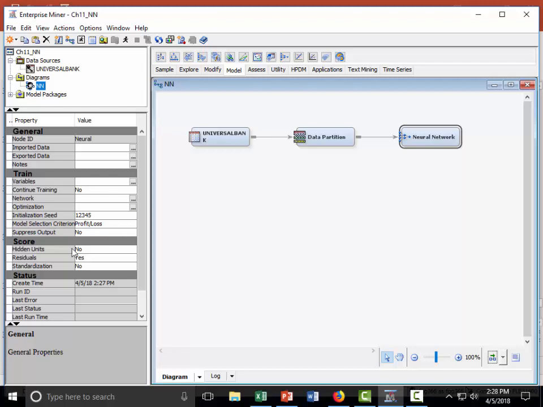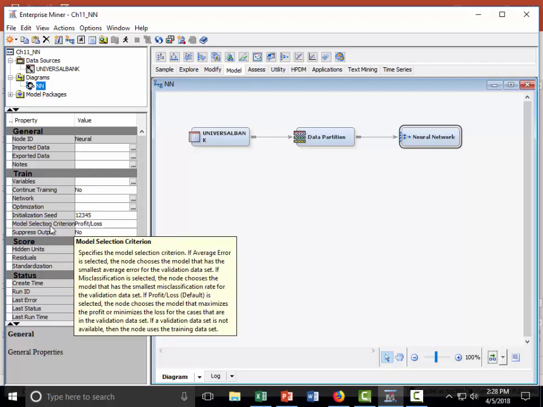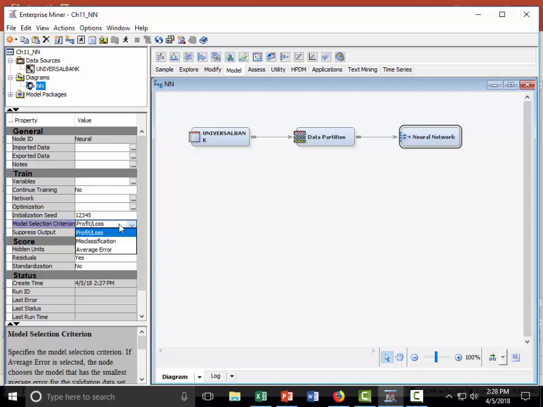So the model selection will be different. Okay, it will be misclassification, right? Only if we set the profit in the metadata and then wanted to use misclassification, then we have to change it, because if the costs are available, then profit and loss will be used. Otherwise, it will default to misclassification. Okay, so let's look at network and optimization, right?